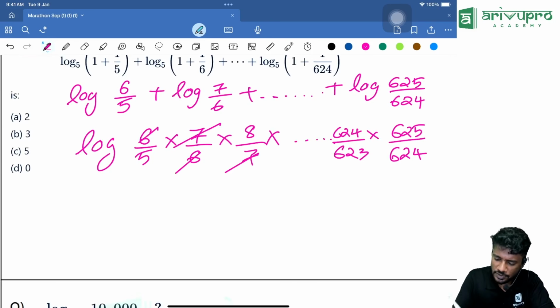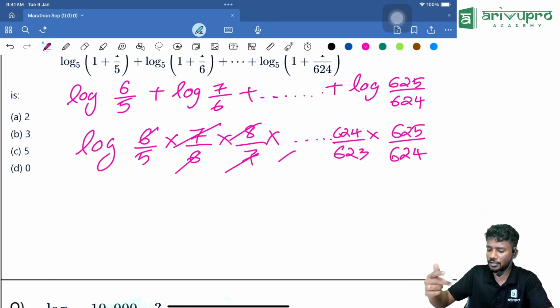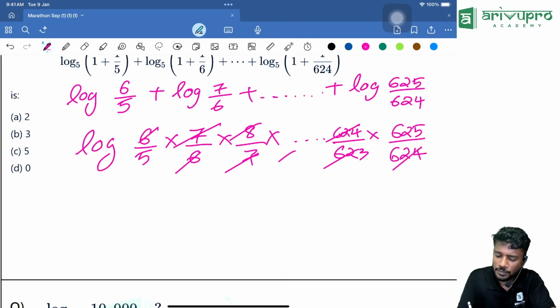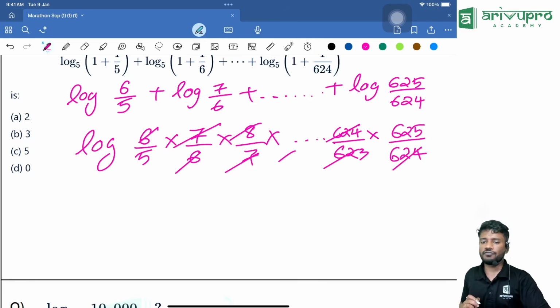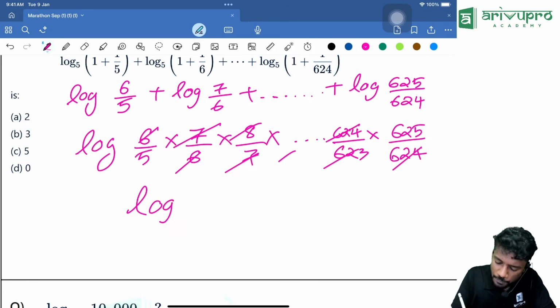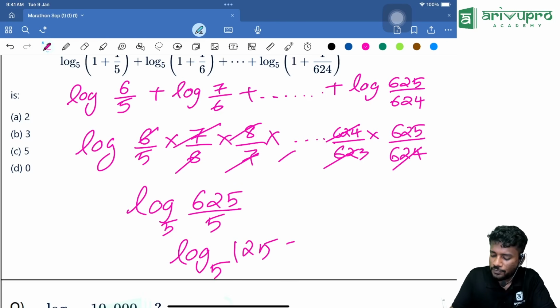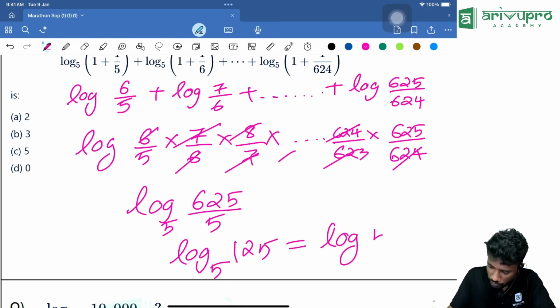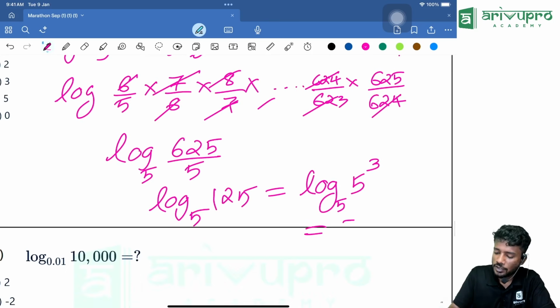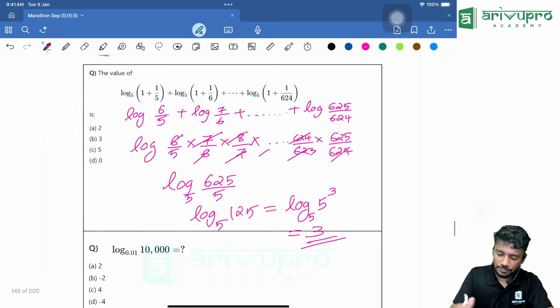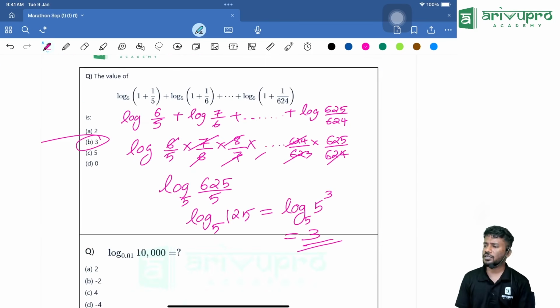6 cancels, 7 cancels, 8 and another 8 will get cancelled off. Likewise, all the numbers except 5 and 625 will be remaining. So, log of 625 divided by what? 5 is remaining. The base is what? 5. Log of 125 to the base 5. So can I write it as log of 5 power 3 to the base 5? Answer is what? 3 is your answer. Clear? Yes. It's an interesting question. Get me the next one.